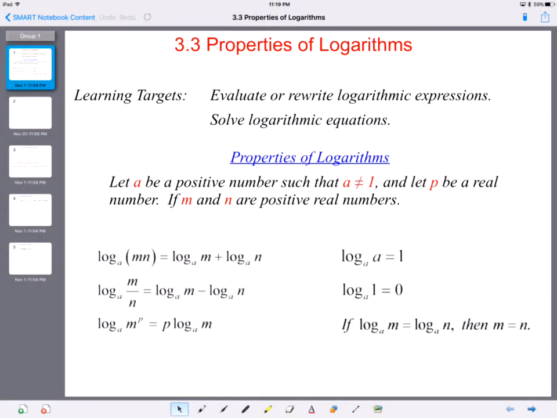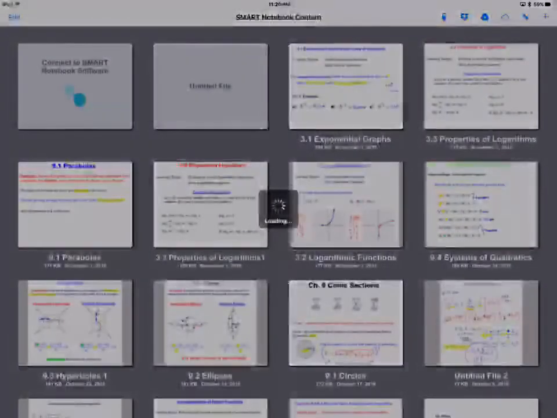First thing is properties of logarithms. If you take a look at this property that we're looking at, it says let a be a positive number such that a cannot equal 1, and let p be a real number, and m and n are positive real numbers. So there's a lot being said there, and what is it that we're actually talking about?